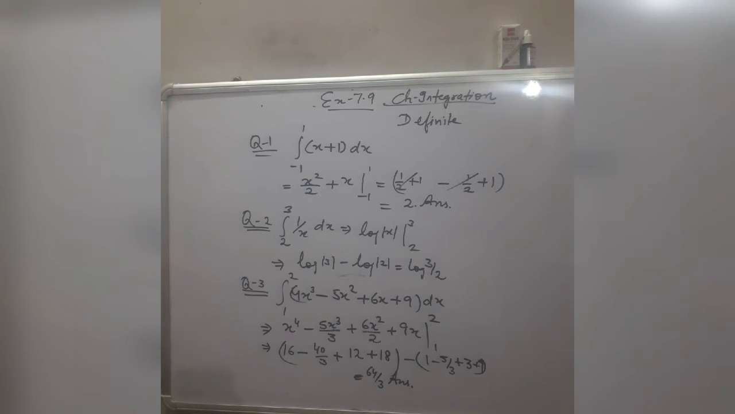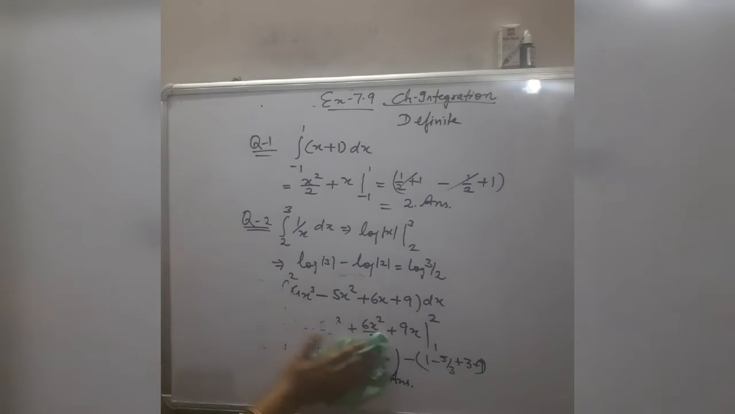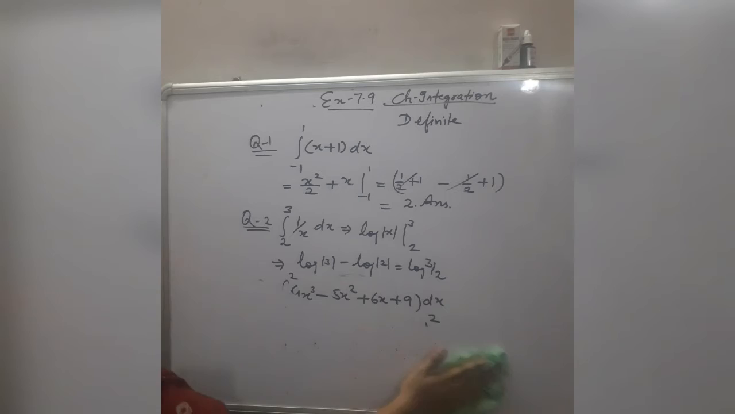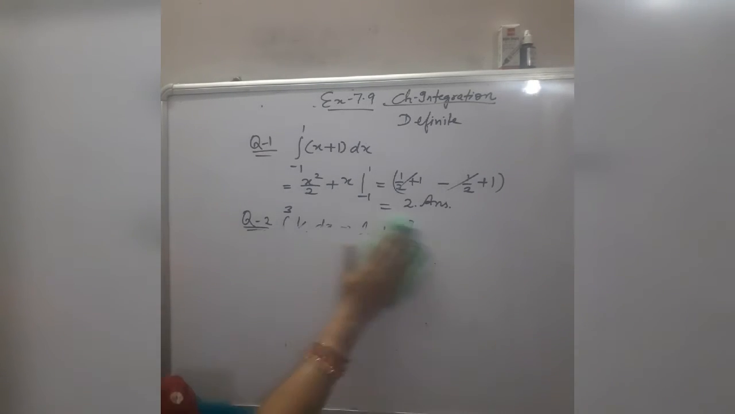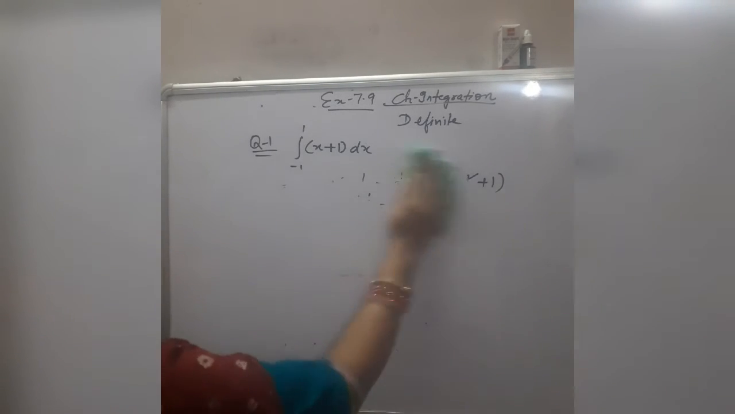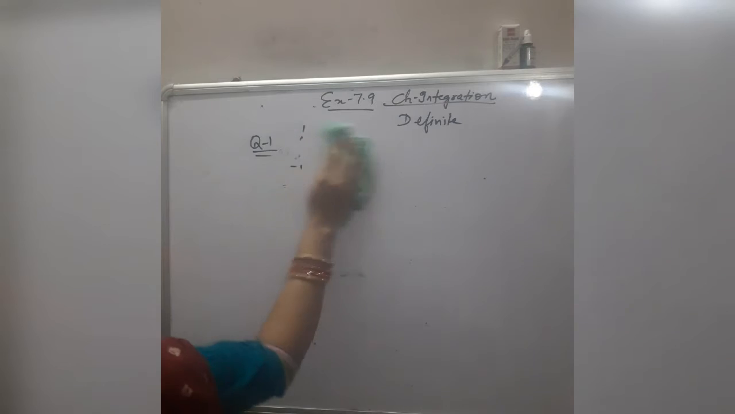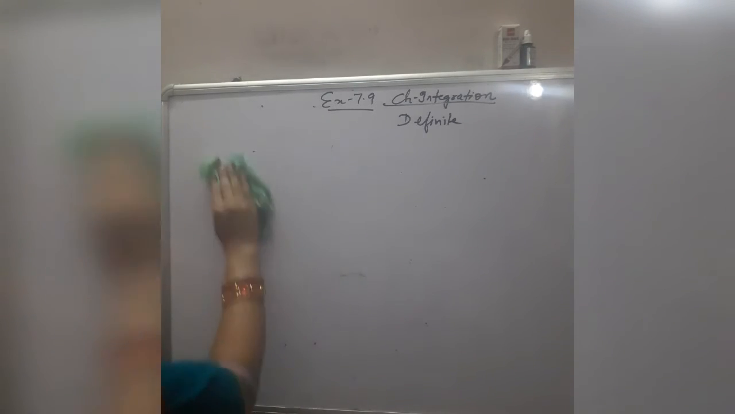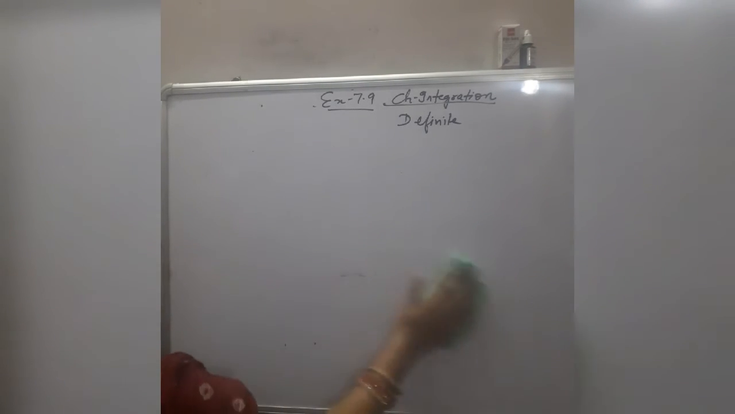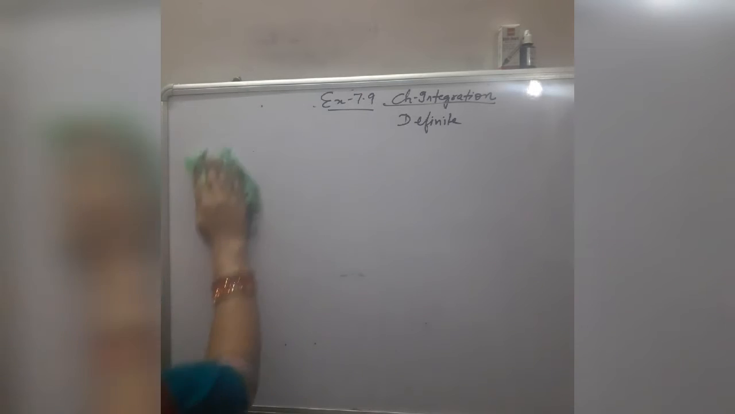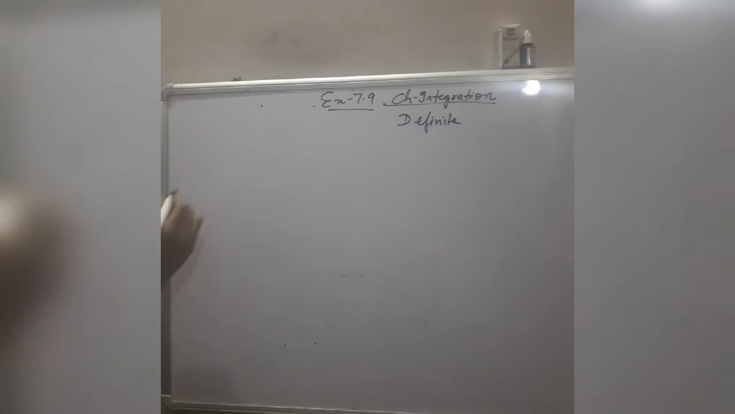So I hope all of you understood this topic, definite integration. Only one step is extra, the last step, upper limit minus lower limit. Always you will put first upper limit then lower limit, and you will not take integration constant c in this case. Now see question number 4.